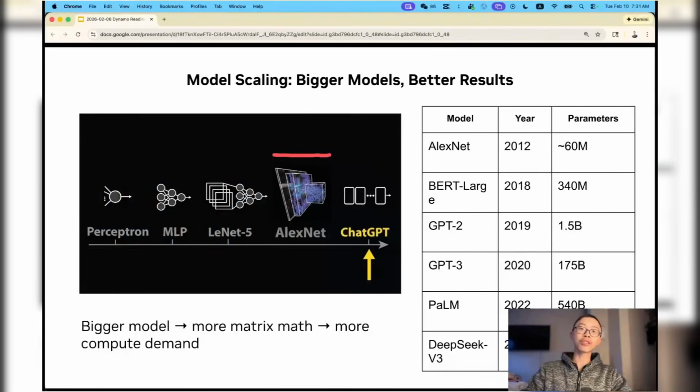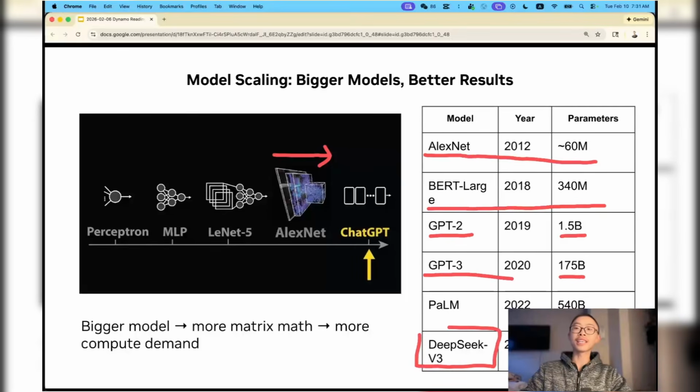After vision, models entered the era of language models. The bigger the model, the more complex the matrix math, and the more computation demanded. AlexNet had 60 million parameters, but then BERT is 340 million, then GPT-2 1.5 billion, GPT-3 175 billion, and now DeepSeek V3 is 670 billion. The parameter size grew tremendously. That means more matrices computed, and the traditional hardware can no longer support the growing demand of computation.